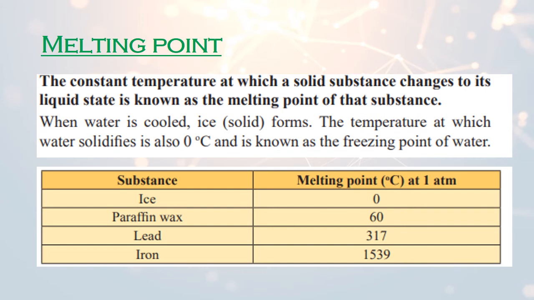In this table you can see the melting points of some substances. Ice is 0 degrees Celsius, and paraffin wax. Paraffin wax is a chemical substance. Normally we use this substance to make cosmetic items. And lead and iron. Iron has a higher melting point than the other substances like lead, paraffin wax and ice. Ice has a very low melting point.